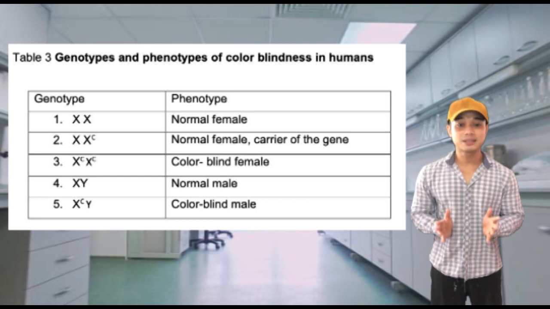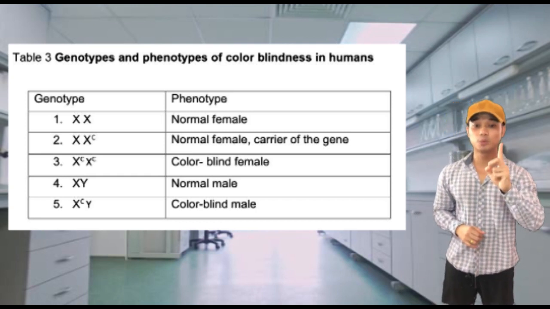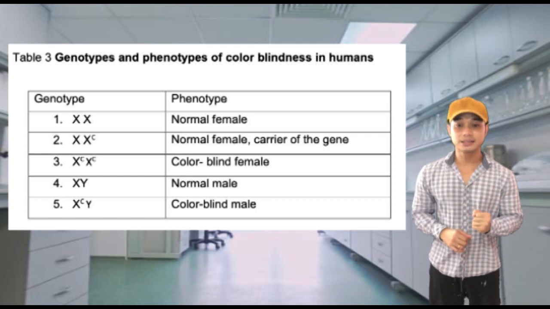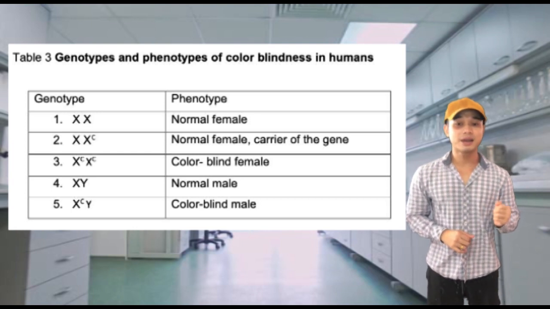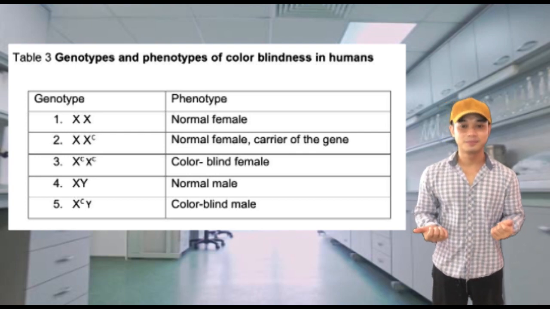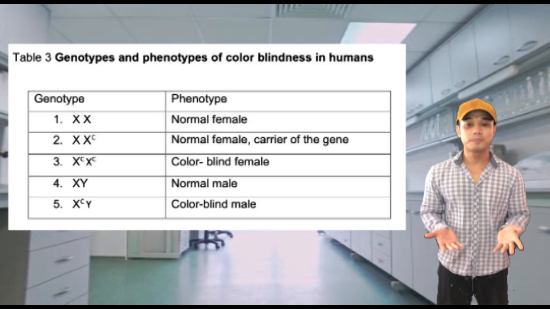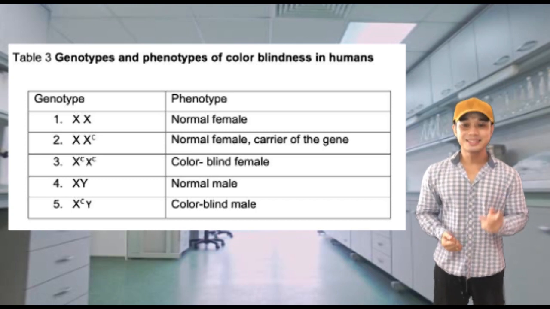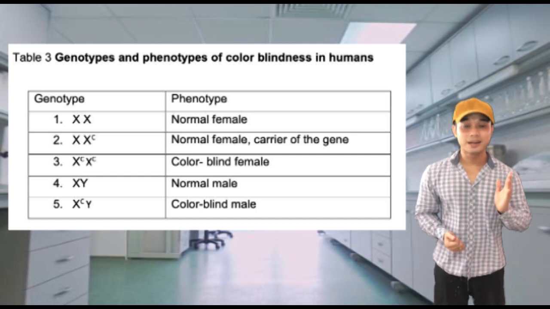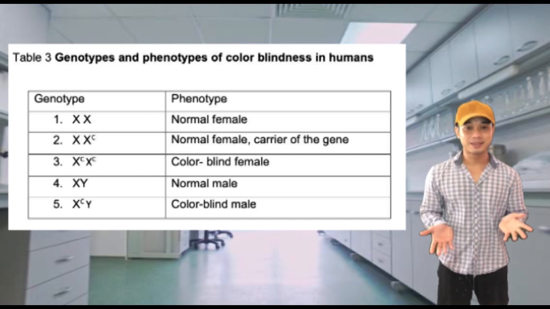Then since the males have only one X chromosome, the gene for color blindness when present in the male will always be expressed because it does not have an allele to hide or prevent its expression. Thus, the male will be color blind. This is the reason why color blindness is more common in males than in females.